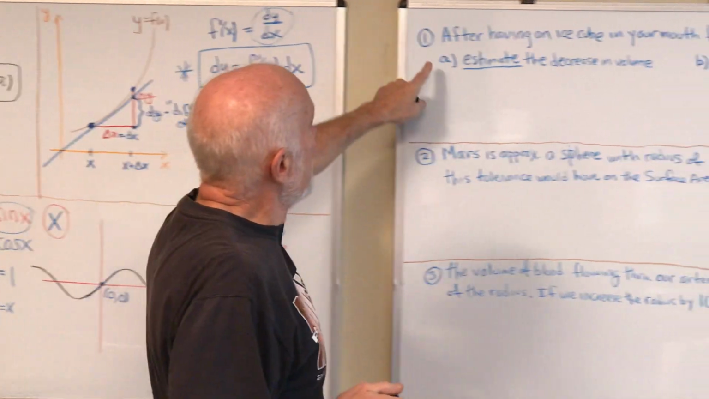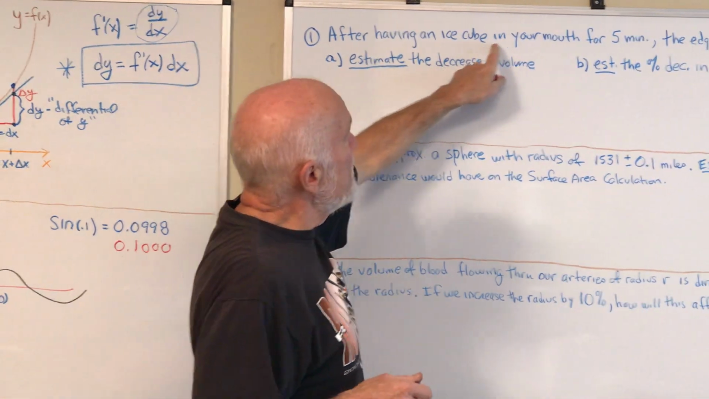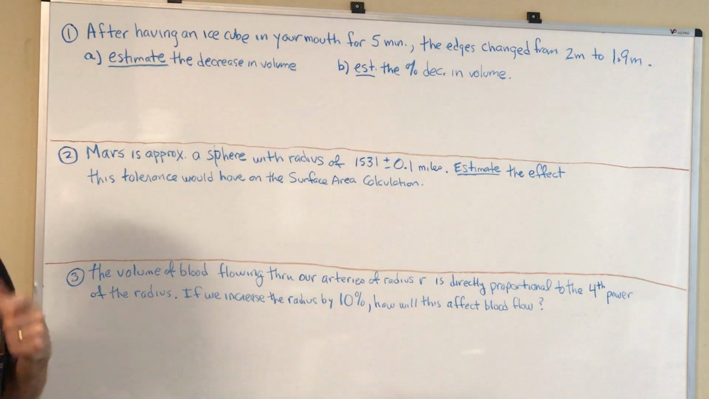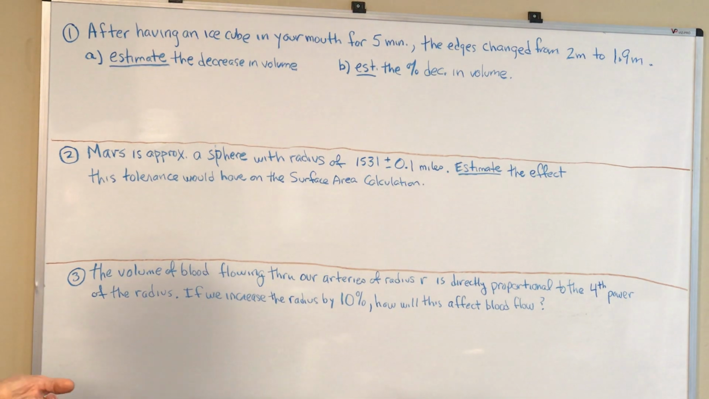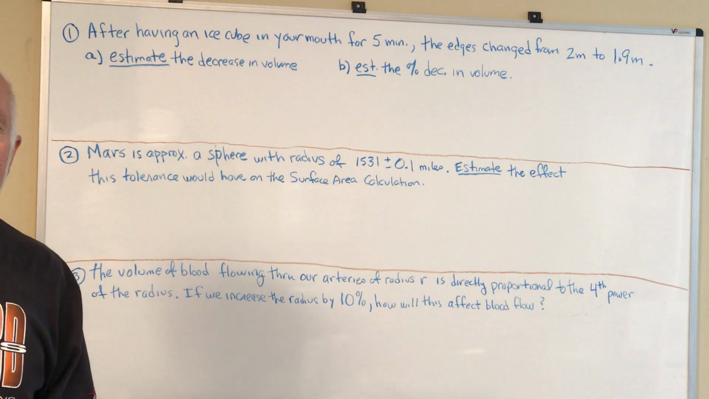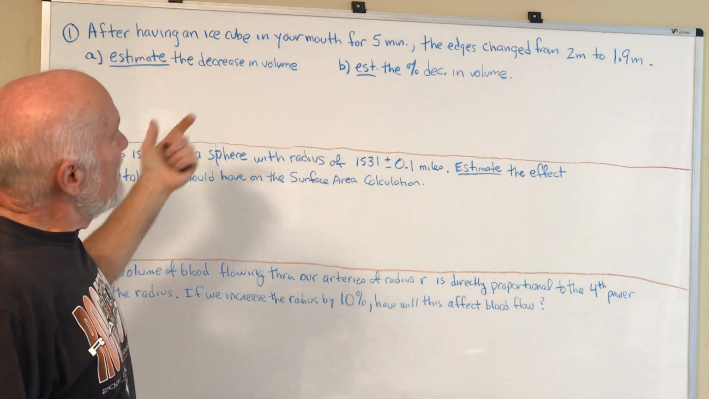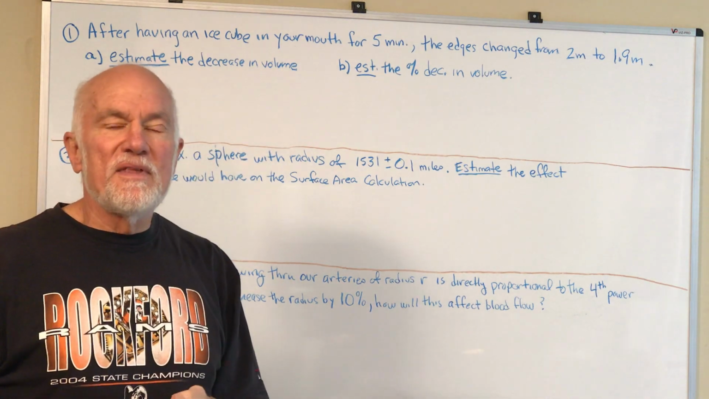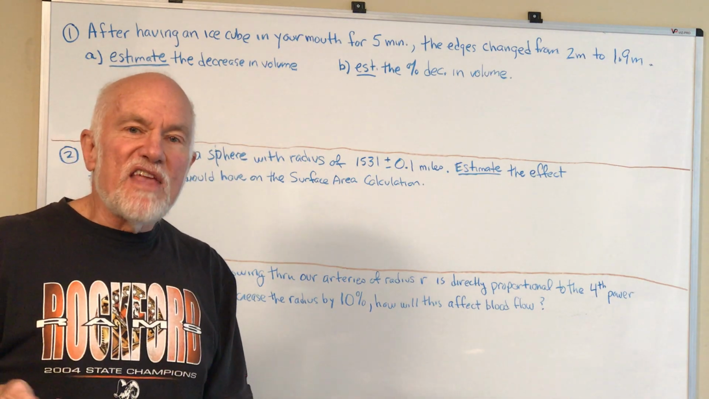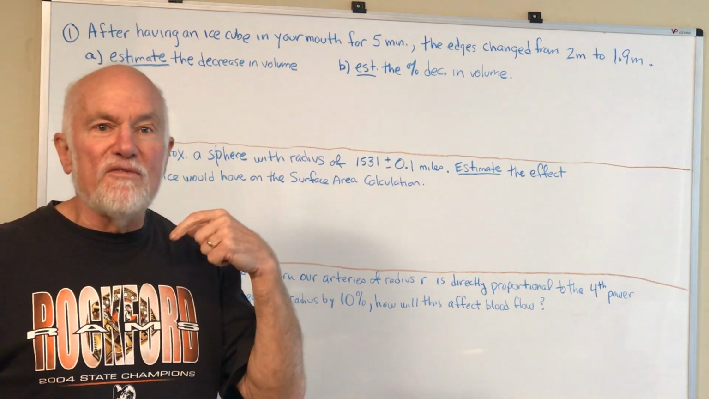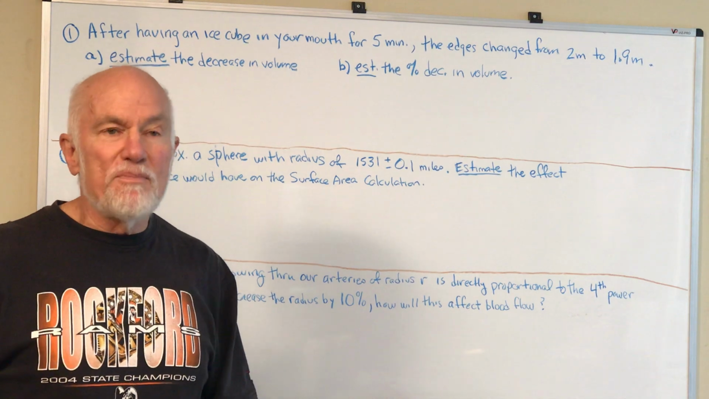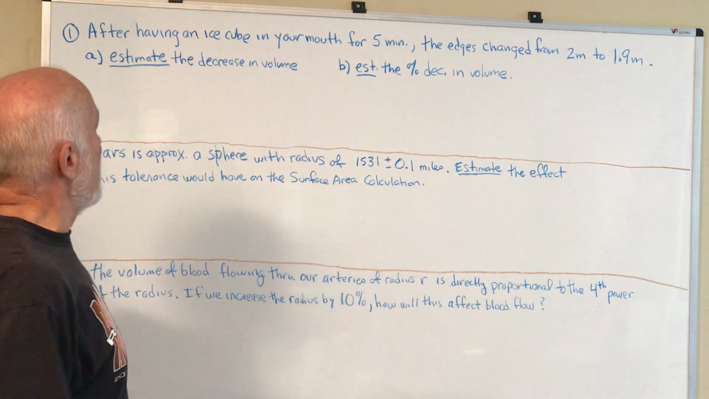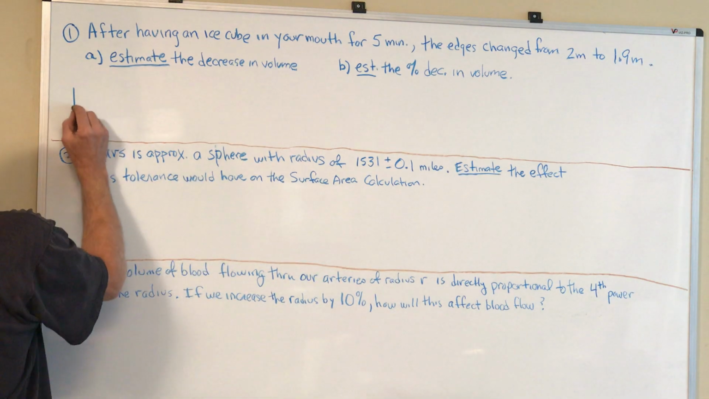So coming over here, after having an ice cube in your mouth for 5 minutes, the edges of the cube changed from being 2 meters to 1.9 meters. Okay, so you have a pretty big mouth. What we want to do is estimate the decrease in the volume of that ice cube. Now, obviously these days we've got calculators and it wouldn't be too hard to get the volumes at both places and then subtract, but there's going to be good reason for understanding how to do this even though we have calculators.